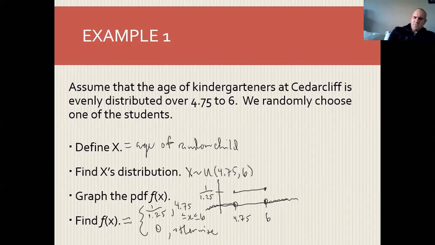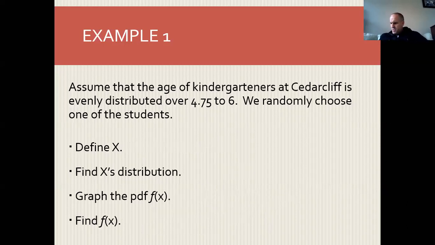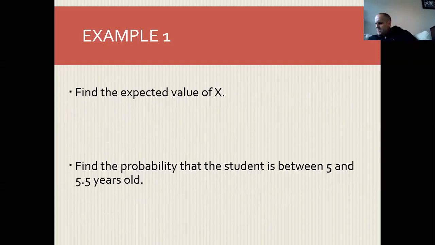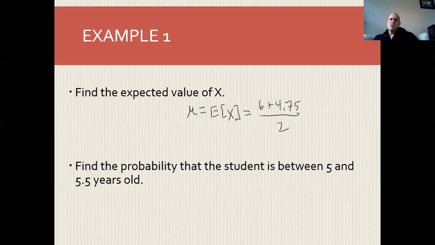All right. So what else is going on with this? Well, let's see. Find the expected value of X. That's easy. So what is the expected value? Well, mu is another notation for the expected value of X. Of course, that's just going to be 6 plus 4.75 divided by 2. That's what we discovered the formula for the mean actually is. Find the probability that the student is between 5 and 5.5.